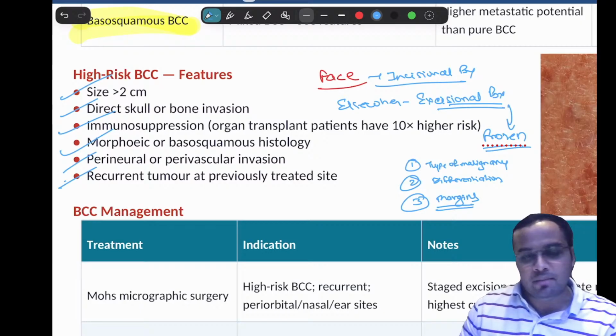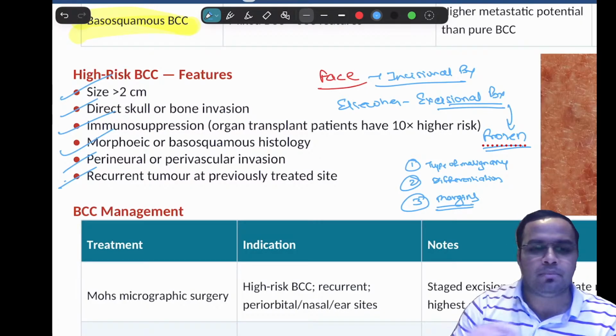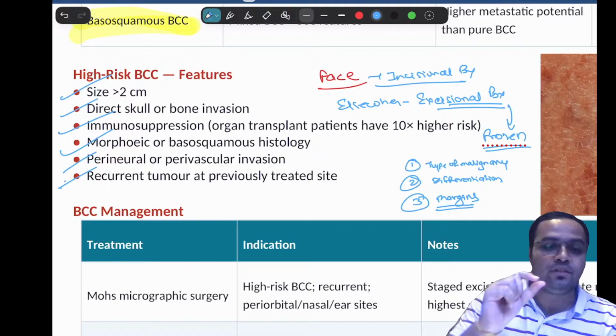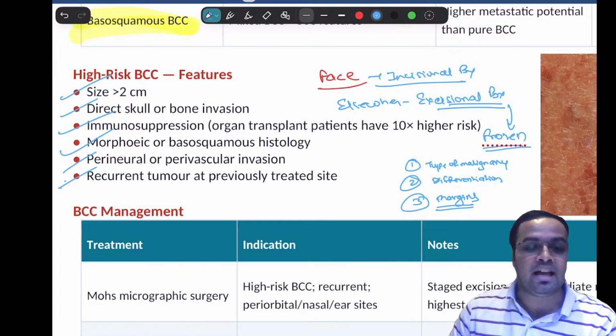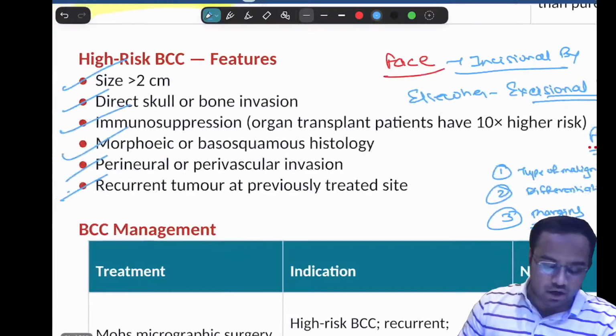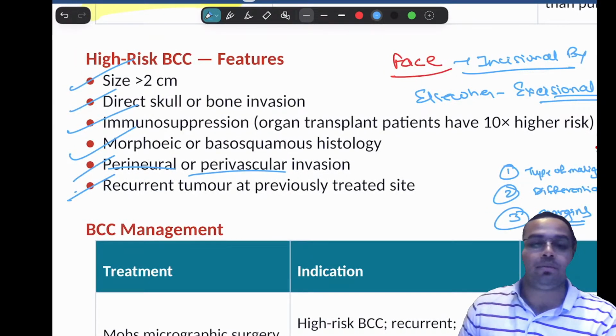We know that malignancy typically travels along the blood or lymphatics, but some malignancies also travel around the nerves, and if there is nerve involvement, that is considered perineural involvement. That is called perineural or perivascular involvement. So it is going to be a high risk feature.